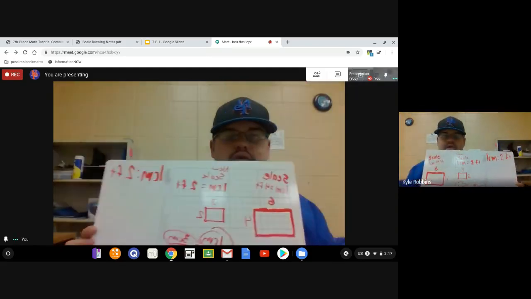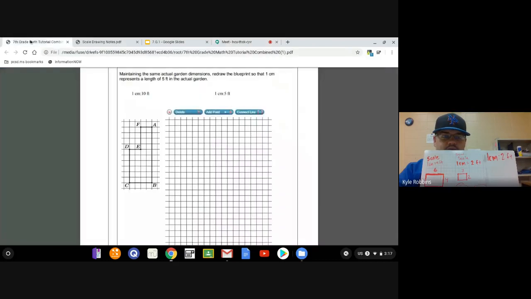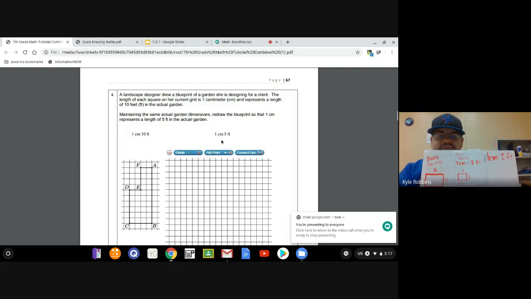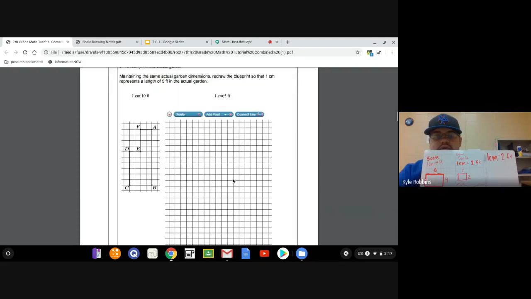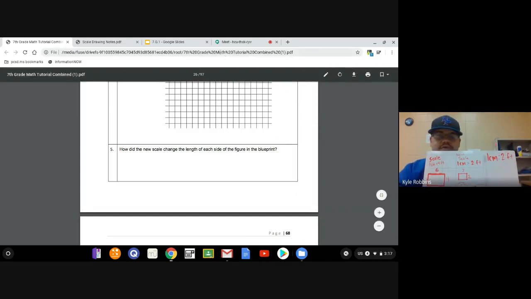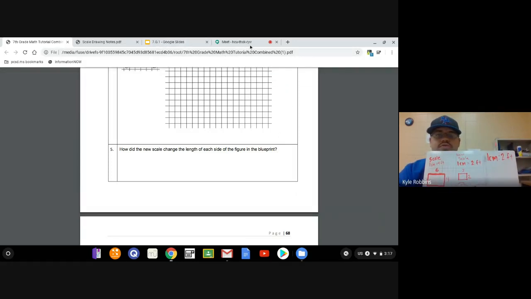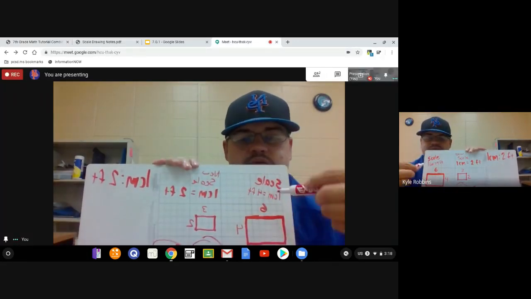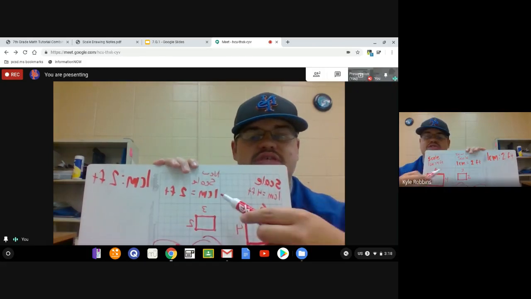So if we go back and look here, this is how your question is. It starts as 10 feet and goes to 5 feet. So it's going to be just like this one that I worked, except you're going to have to redraw it right here. Then we go down. How did the new scale change the length of each side of the figure in the blueprint? If we're thinking about the blueprint here, we are going to look at the scale. So on this one, how did the new scale change the distance?